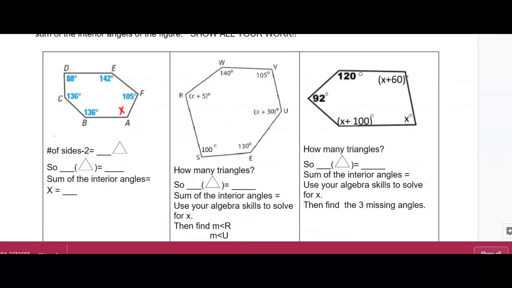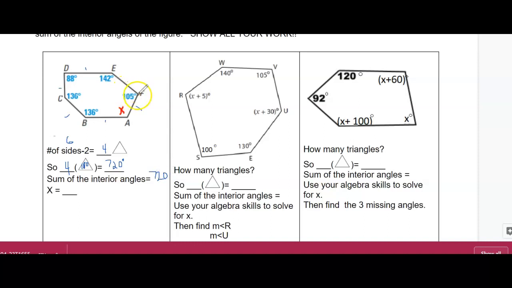So look at this one. Let's count the number of sides. So 1, I would mark them, 2, 3, 4, 5, 6. So there's 6 sides. So 6 minus 2 is 4. And there's 4 triangles. So 4 times 180. So 4 times 180 is what? Go ahead and figure that out. What's 4 times 180? Okay, good. 4 times 180 is 720. So the sum of the interior angles equals 720. All of them together add up to 720.